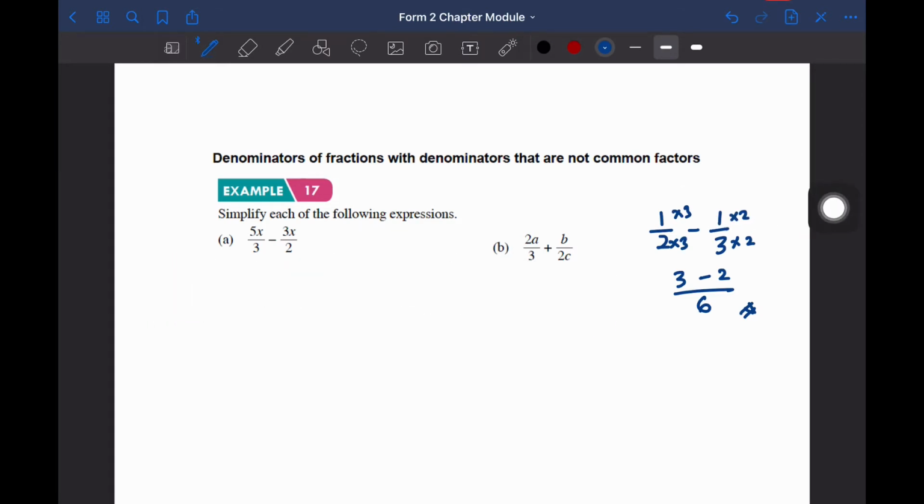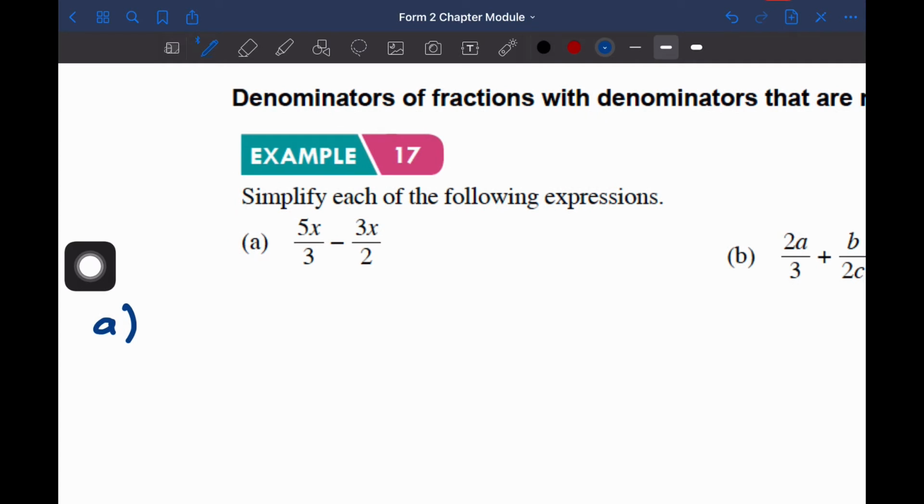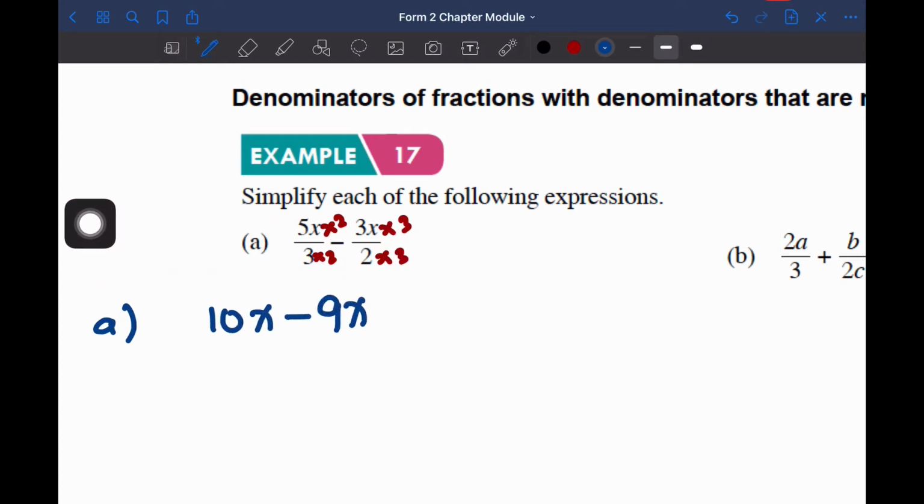So we try A first. We look over here. 3 dan 2 tak boleh kan? So maksud dia 3 kita darab 2, 2 kita darab 3. So 3 times 2, 2 times 3, 3 times 2. So apa jawapan? So 5 times 2 is 10x minus 3 times 3 is 9x over 3 times 2 is 6.